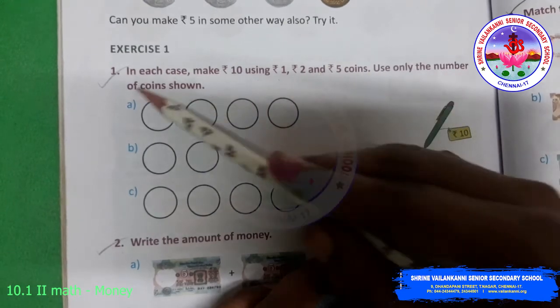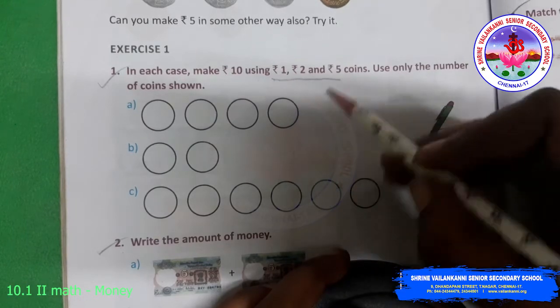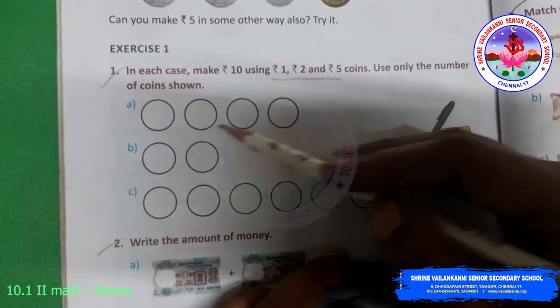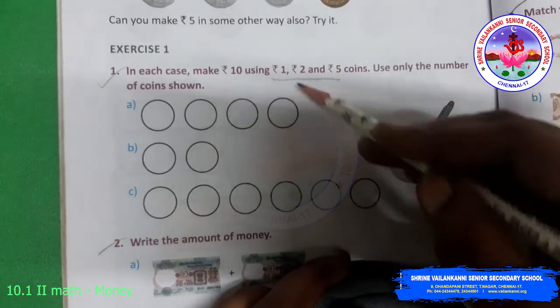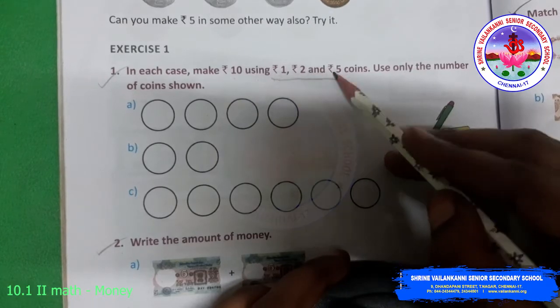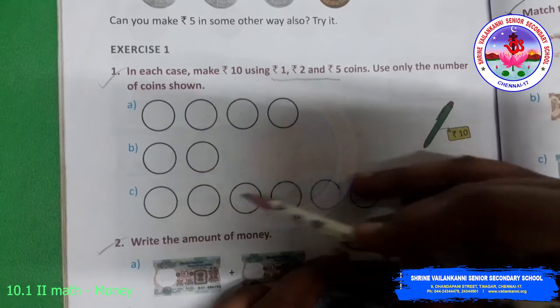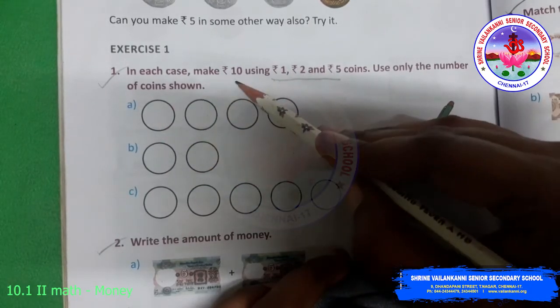Use only the number of coins shown. So you should only use these 3 coins, and only this number of coins you should use. You have to use these 3 coins and that should add up to make 10. Understood? These 3 coins only, and this many coins only, for each one. And that should add up to make 10.